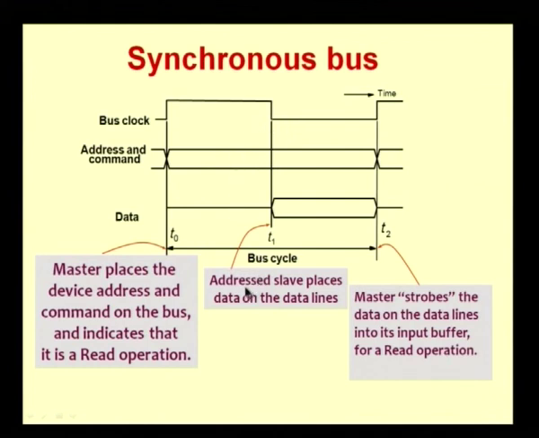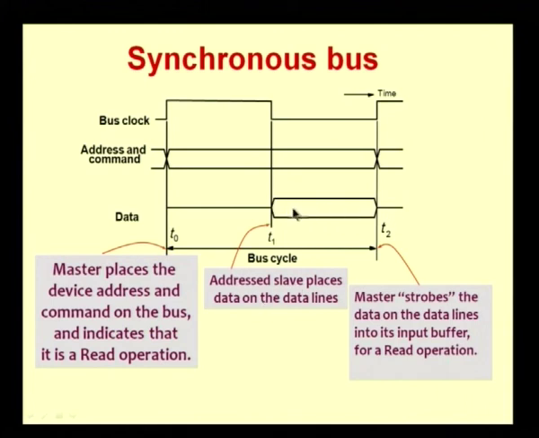Okay. At this point of time, the addressed slave will place the data on the data lines. This is a read operation, remember. We are trying to read data from the device. The master sends out the address of the device from which the data has to be read, and also specifies the command that it is a read command. Now, in response to the read command, the slave, depending on the address, knows that it is the one that is being addressed. So, it responds to it and places the data on the data lines.